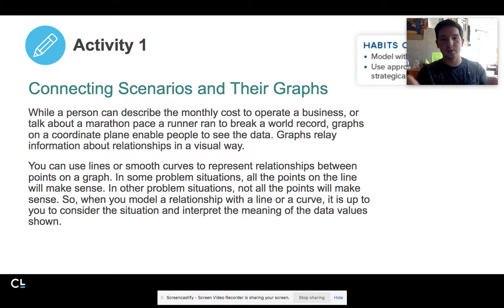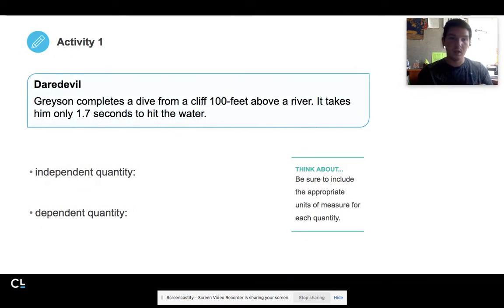In some problem situations, every point on the line will make sense. In other problem situations, not all the points will make sense. So when the model relationship is a line or a curve, it is up to you to consider the situation and interpret the meaning. So that's what we're going to be working on. Our first scenario here: Grayson completes a dive from a cliff 100 feet above a river. It takes him only 1.7 seconds to hit the water.